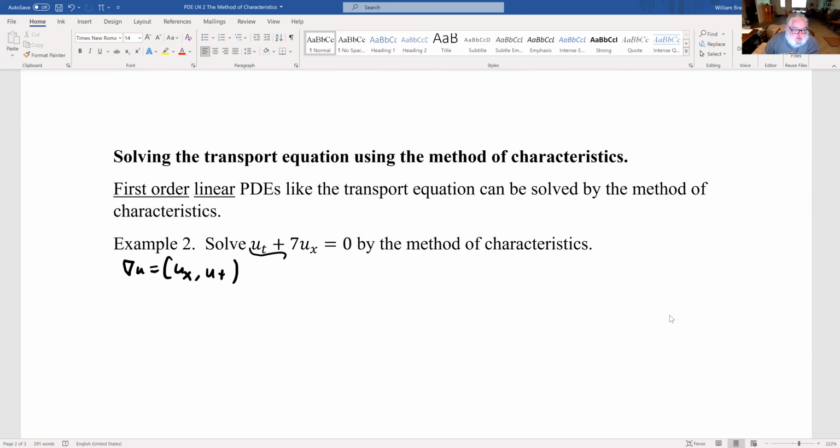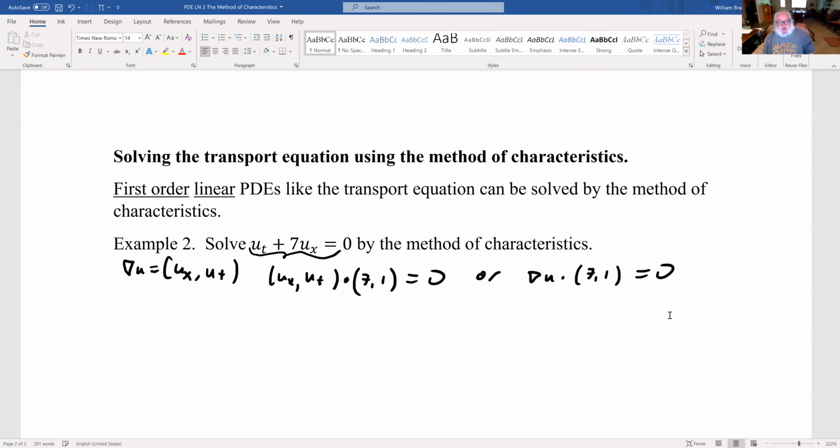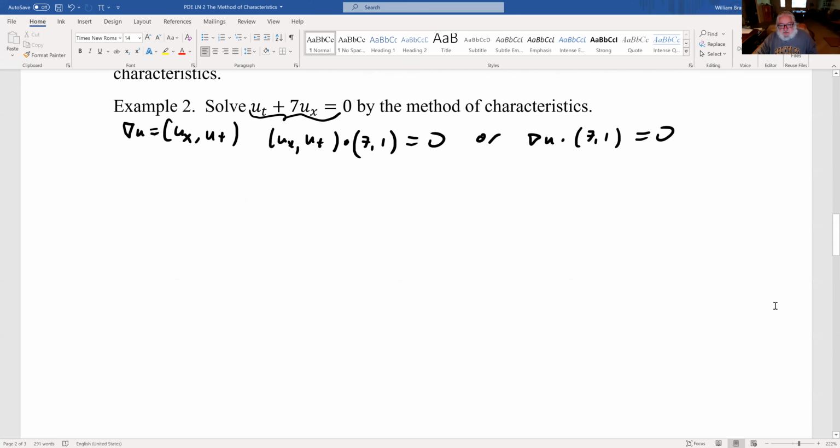So this equation is (u_x, u_t) dot (7, 1) equals 0. So that's interesting. The gradient of u dotted with the vector (7, 1) equals 0. So what does that tell me about this?